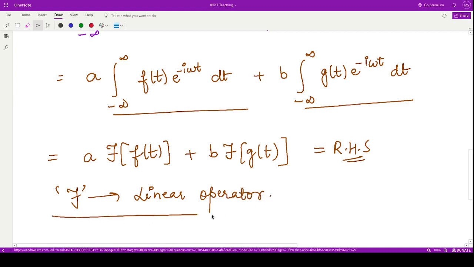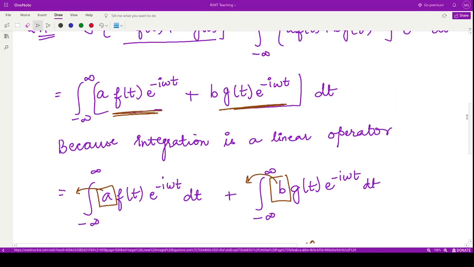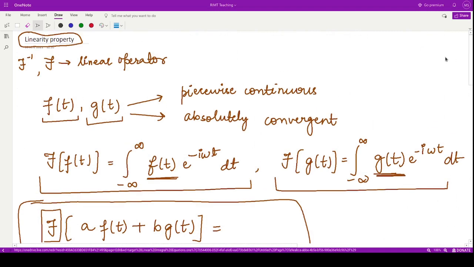I hope you understood this property. This is the easiest property. In the next videos we'll see some more properties relating to the Fourier transform.